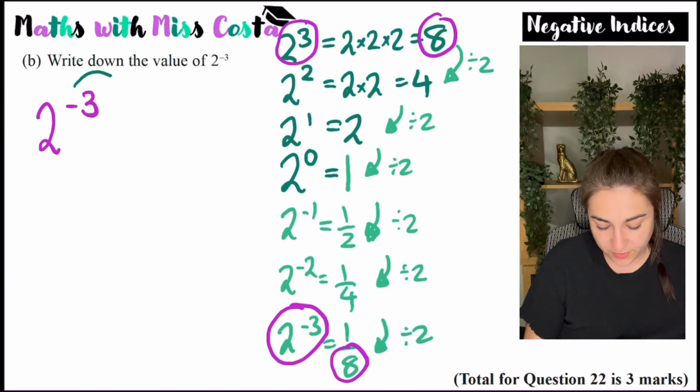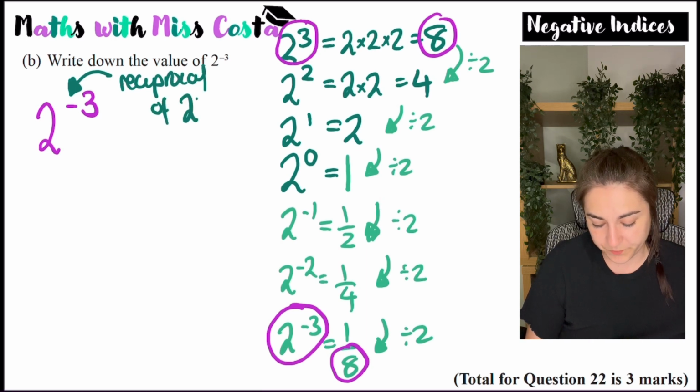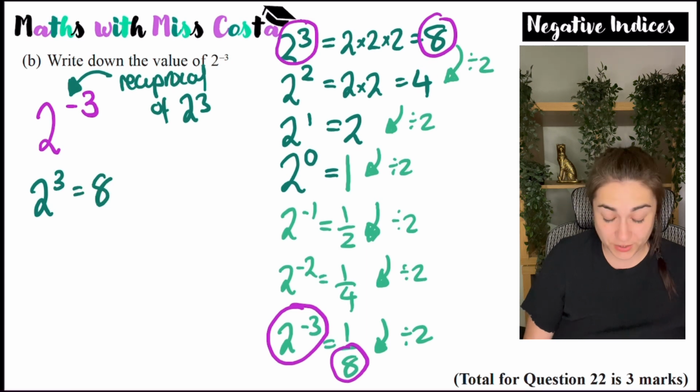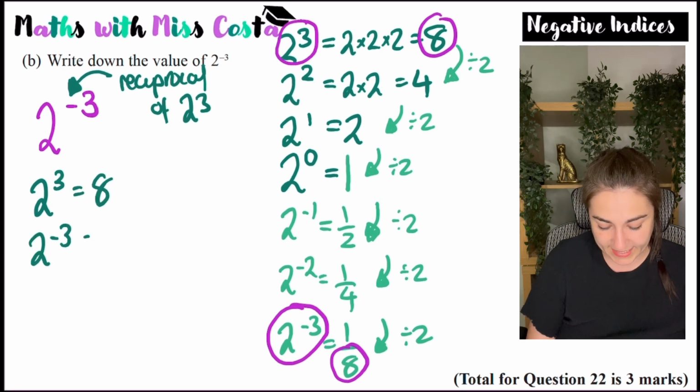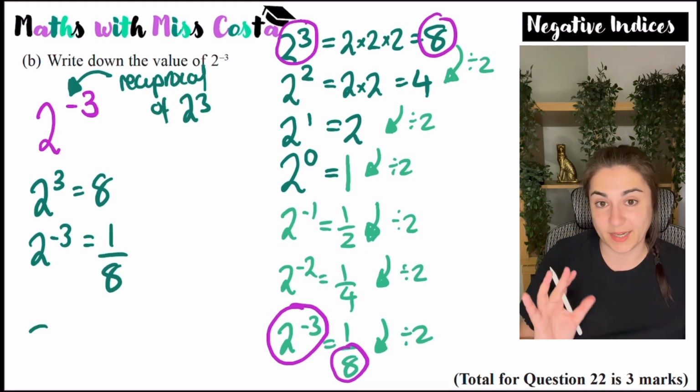So this little thing here is another way of saying the reciprocal of 2 cubed. So you might think to yourself, what's 2 cubed? I know that 2 cubed is 8, so therefore 2 to the power of -3 is going to be 1 over 8, which is the reciprocal.